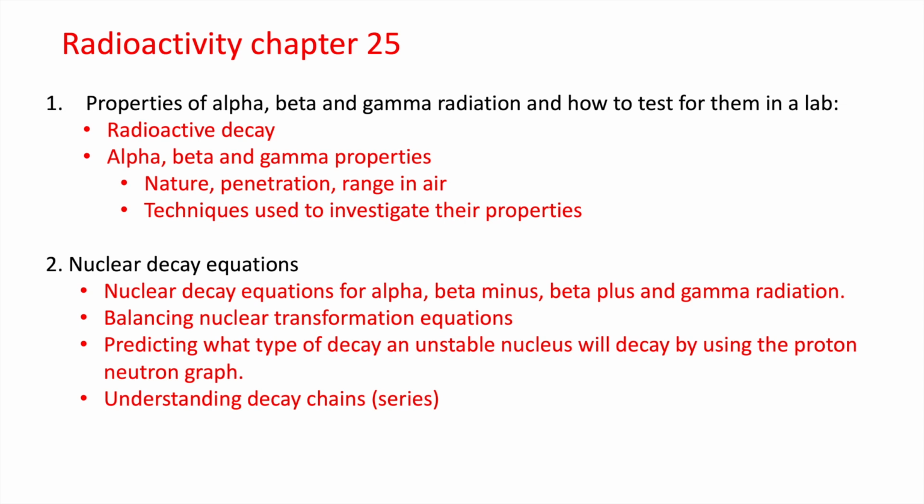So we've covered all the first section with those videos that you would have seen in lessons with me demonstrating them. I want you to now stop the video, go back to chapter 25.1 and make your own notes on the properties of alpha, beta and gamma radiation, how to test for them and answer the summary questions.